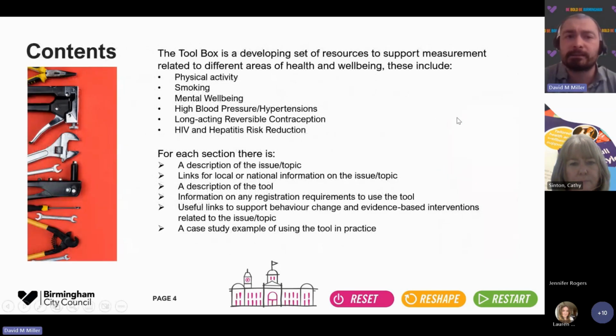We've got the contents here. As it says, the toolbox is a developing set of resources to support measurement related to different areas of health and well-being. There's a list there: physical activity, smoking, mental well-being, and so on. For each section there's also a description of the issue, links for local or national information, a description of the tool, information on any registration requirements, useful links to support behaviour change, and a case study example of using the tool in practice.